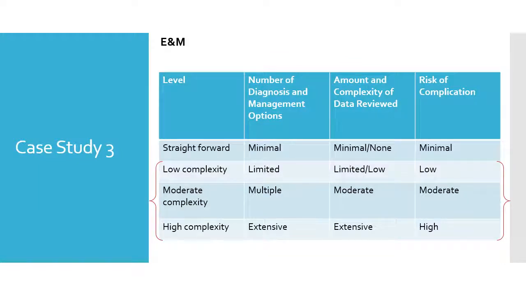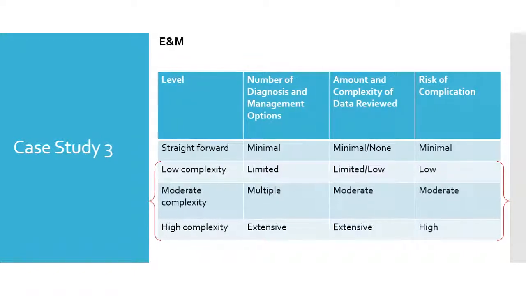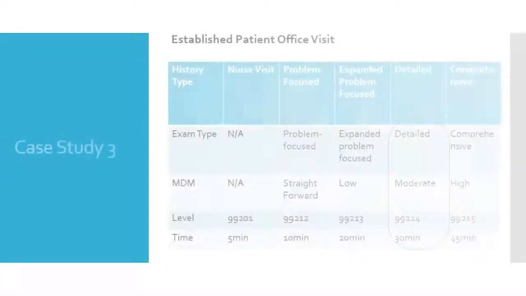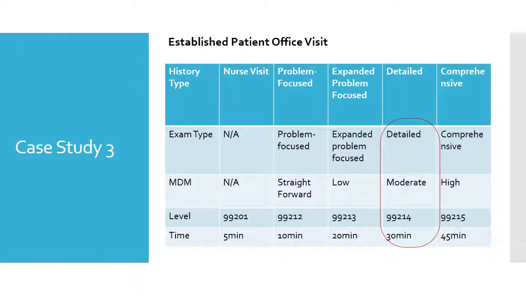Complexity in this case is moderate, as there are many potential diagnoses with different management options. The complexity of data is moderate, and the risk is moderate. This would be considered a 99214. Very rarely are you ever going to code a 99215.